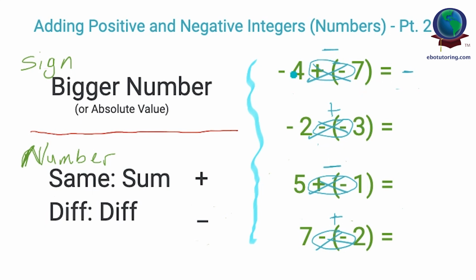-4 and -7, they're the same sign. We add. Same means sum. Add, 11. 2 is negative, 3 is positive. They're different signs, so we subtract. The difference between 2 and 3 is 1. The 5 is positive because there's no sign in front, and the 1 has a negative in front of it now. So we subtract: 4. The answer is positive because the 5 is bigger than the 1, and the 5 is positive. And here we already established the 7 is bigger, so the answer is going to be positive. And there's a plus in front of the 2. Now they're the same sign, so you add them. 9. And there are your complete answers for part 2.